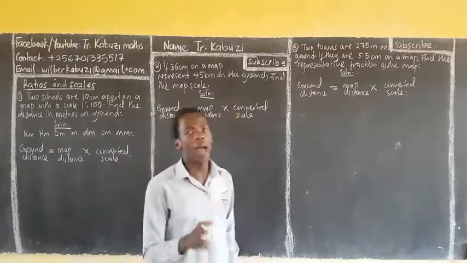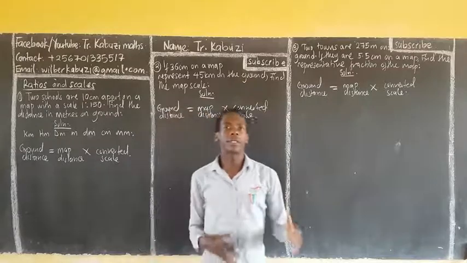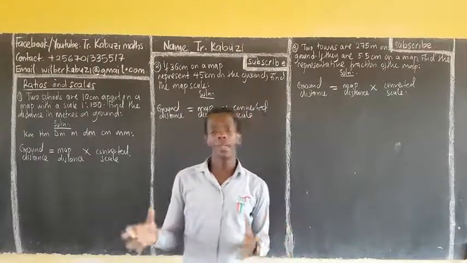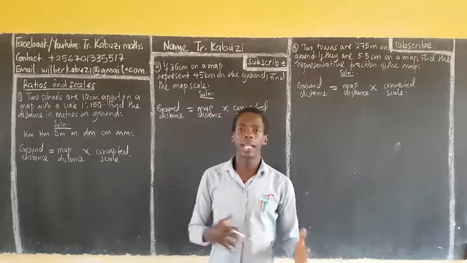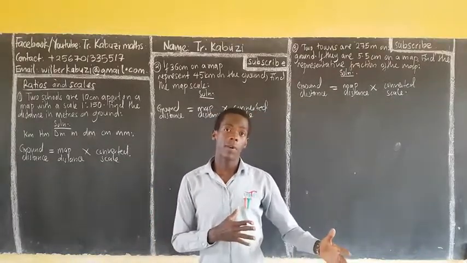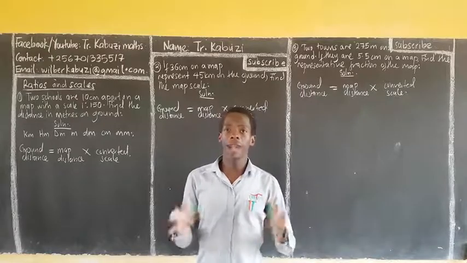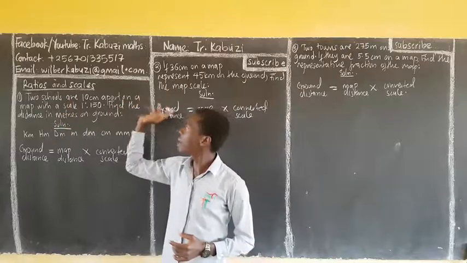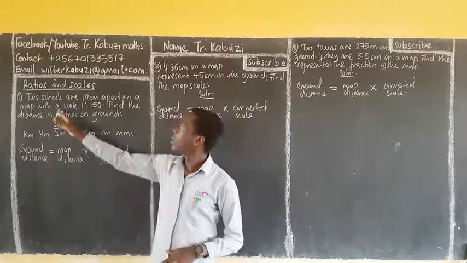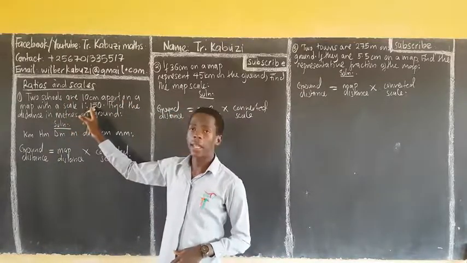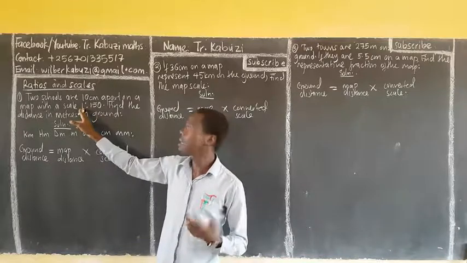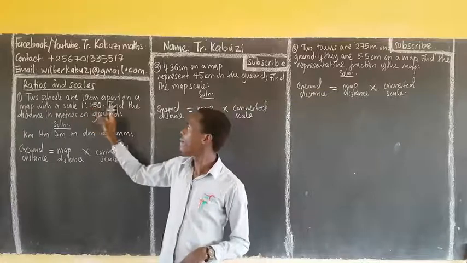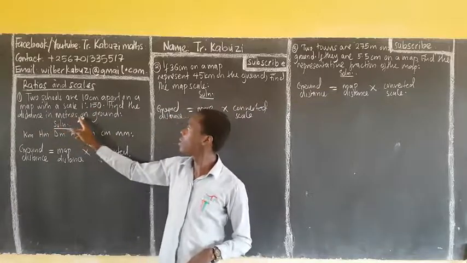Okay, so let us see how we handle more questions about maps. This one is just a matter of interpreting: you are going from what unit to what unit. We said big to small, we multiply; small to big, we divide. Now here we have two schools 10 centimeters apart on a map with a scale of 1 to 150. This means that 1 centimeter on that map represents 150 centimeters on the ground. Find the distance in meters on the ground.